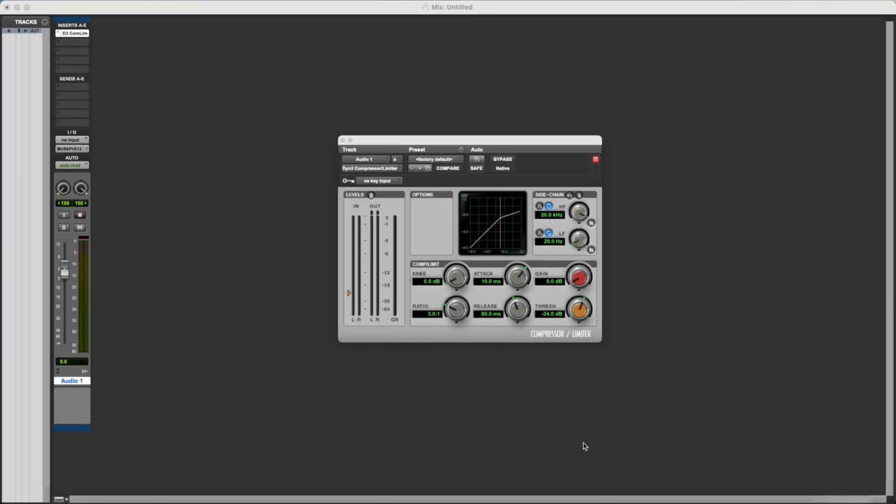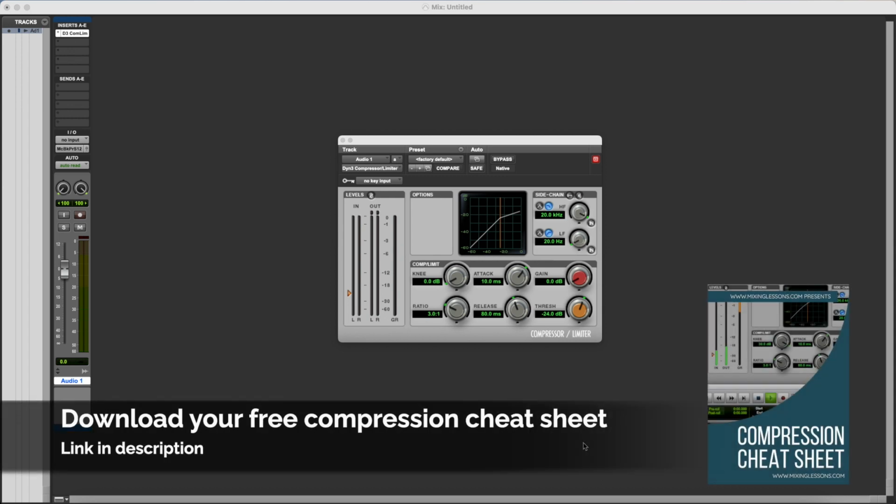In this video, we're going to have a look at the ratio parameter on a compressor. So what does the ratio do? Well, the ratio determines how much the compressor is going to turn the signal down.